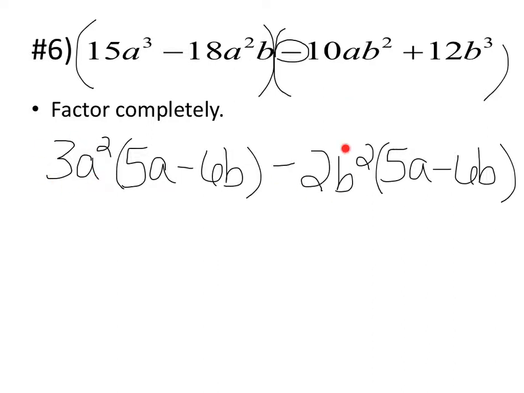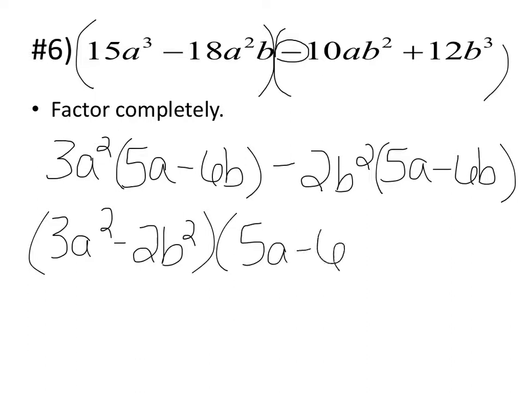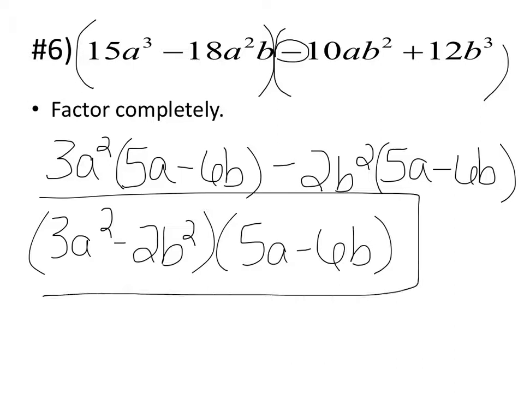So let's do what's on the outside. So 3a squared minus 2b squared times 5a minus 6b, what's on the inside of the parentheses. And that is your answer.